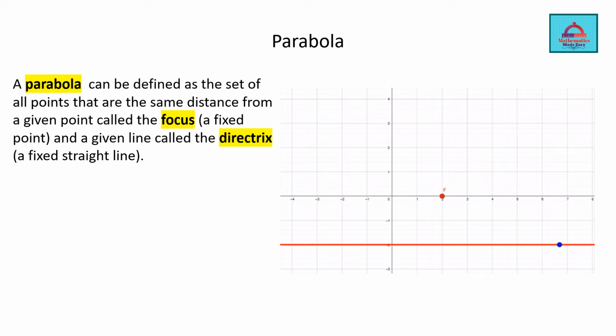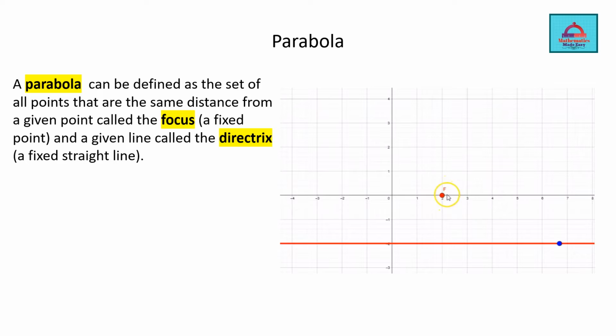So let me first define it for you. A parabola can be defined as a set of all points that are at the same distance from a given point, called the focus. So focus is a fixed point, as you see here in the animation. The red dot denotes the focus, and it is at a distance from a given line called the directrix. So this red line, which is parallel to the x-axis, denotes your directrix. So any point, blue dot here, is taken on this directrix, and the parabola is generated as you can see from the animation.